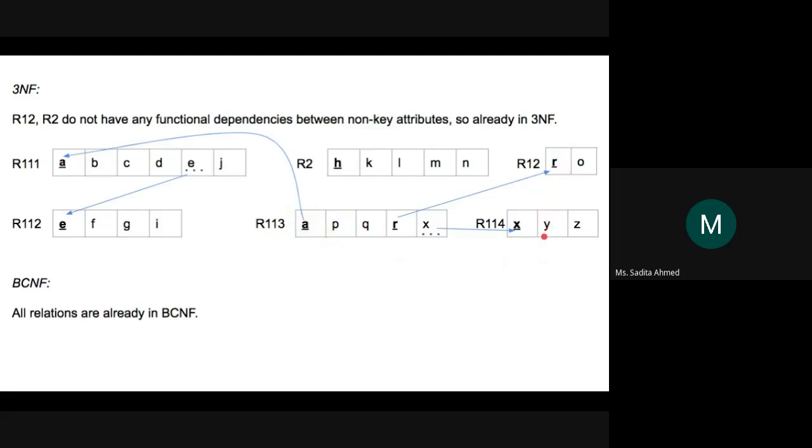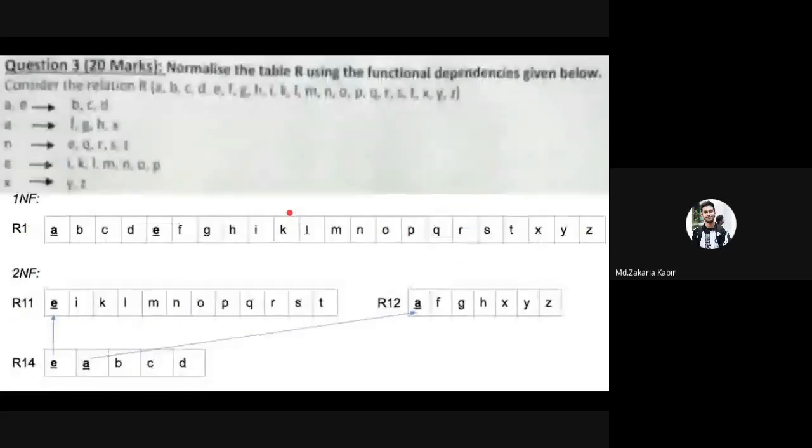Same goes for R12 and R114. The candidate is already the primary key. Hence, all relations are already in BCNF. Clear now? Yes, ma'am.